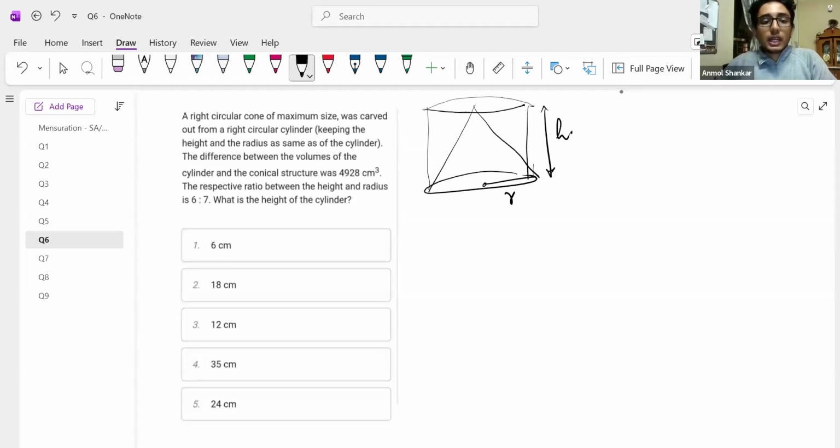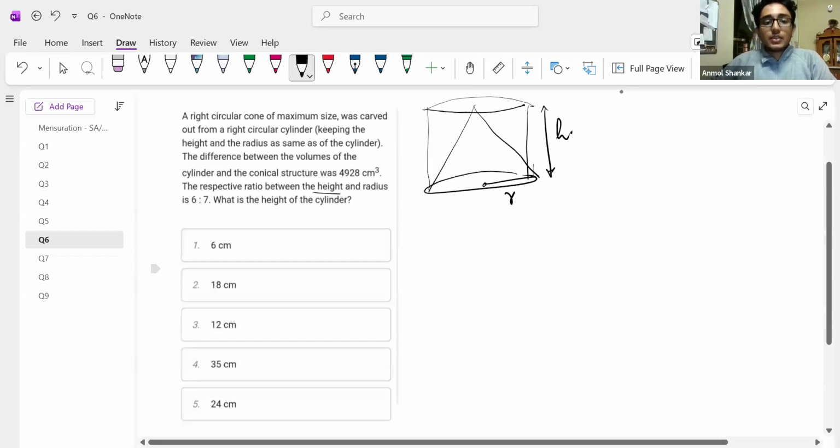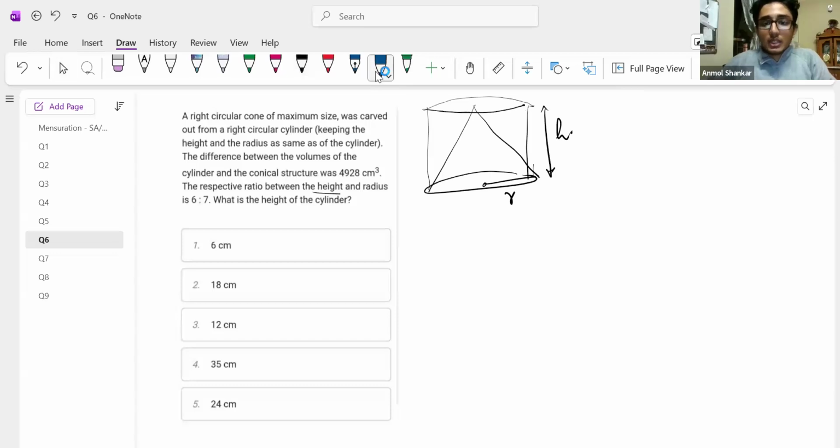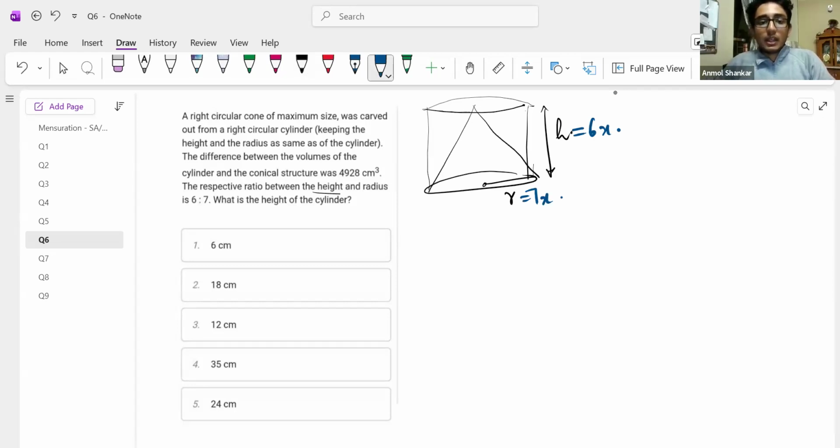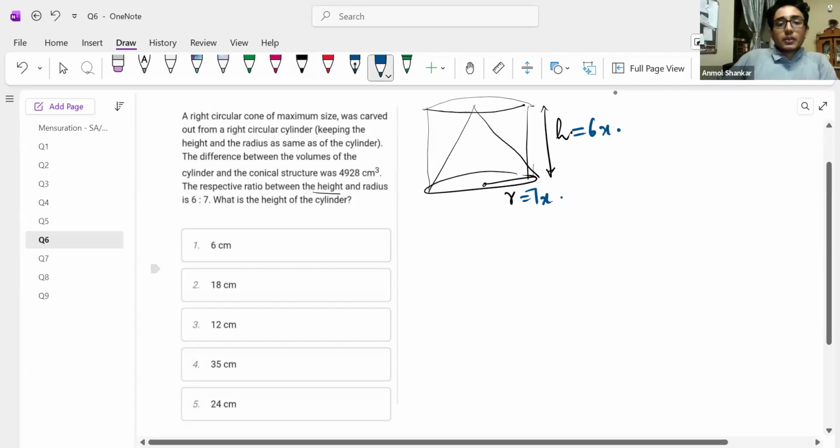And another thing they have given: what is the ratio of the height to the radius? It is 6:7. So what we can do is, take height is equal to 6x, r is equal to 7x, right? Now they say the difference between the volumes of the cylinder and conical structure was 4928.